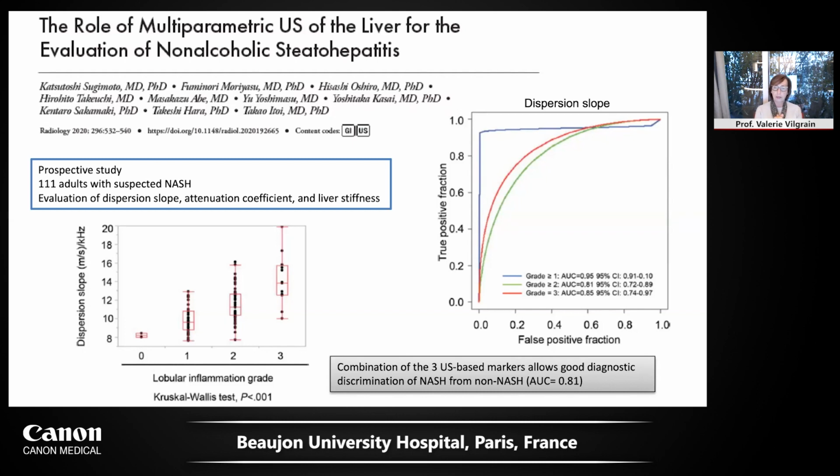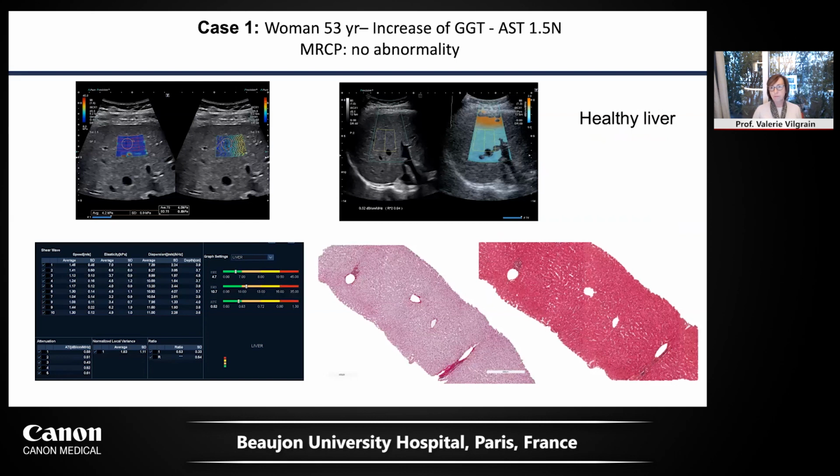And on the right, these are the area under the curve of the dispersion slope according to the different grades, more than 1, more than 2, or more than 3. And in all situations, the diagnostic performance has been very high. This is the first, I would say, very important paper in patients. This has to be confirmed, but I'm quite optimistic that dispersion slope can become an important biomarker for assessing liver inflammation. I would like just to show you some examples.